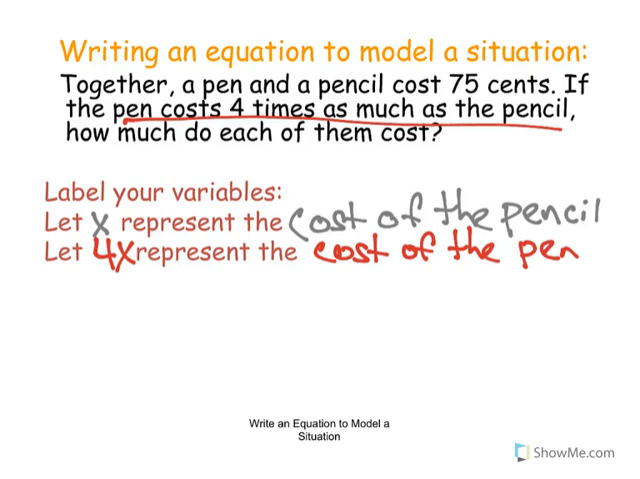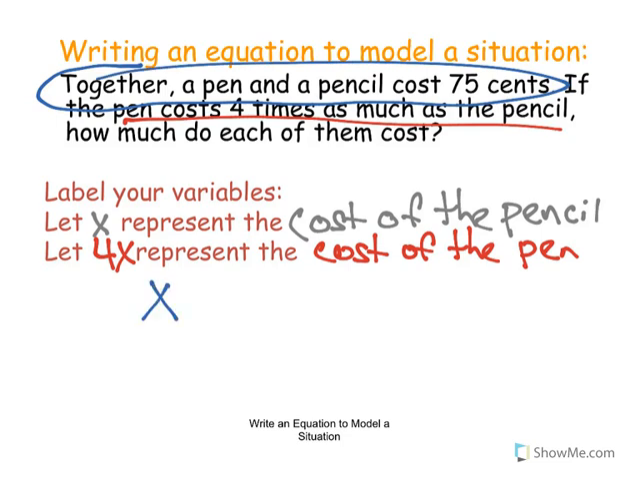And then it says, let's go back to the beginning. Together, the pen and the pencil cost 75 cents. So the cost of the pen, which is 4x, plus the cost of the pencil, which is x, gives us 75 cents. Okay, that should be pretty easy to solve, right? Combine the like terms.